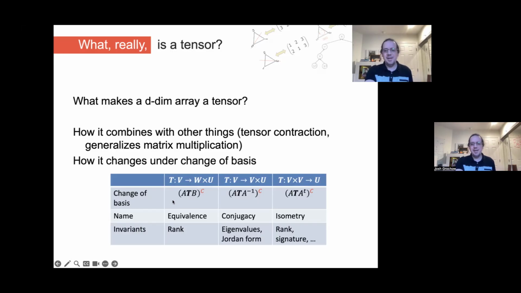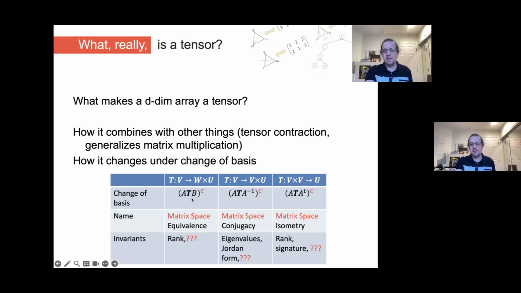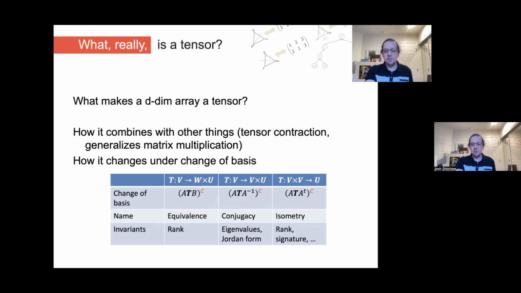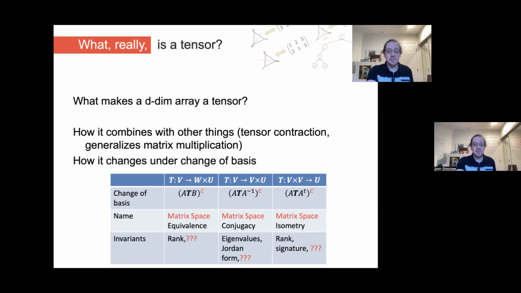Okay. And now, when you think of tensors as matrix spaces, like I said, all of these problems turn from matrix equivalence, matrix conjugacy, matrix isometry to matrix space equivalence, matrix space conjugacy, and matrix space isometry. Okay. And now the invariants become much more complicated, and in none of these cases do we know complete invariants that fully answer the question, and even the complexity of these problems is unknown.